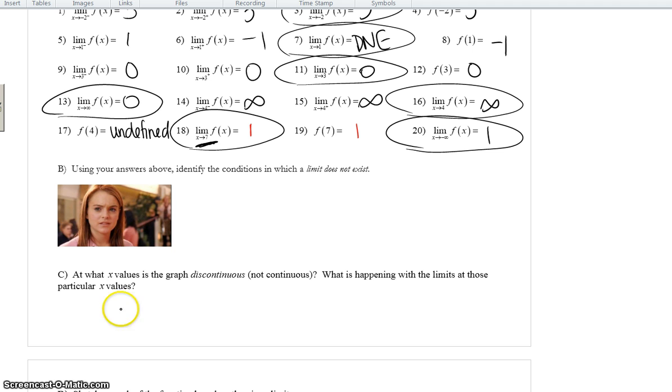Okay, and here's a little clip, a little movie image, from Mean Girls. Just like that clip we saw yesterday about the limit not existing. So it says, using your answers above, identify the conditions in which a limit does not exist. I want you to pause the video here and take a minute to write down some ideas.